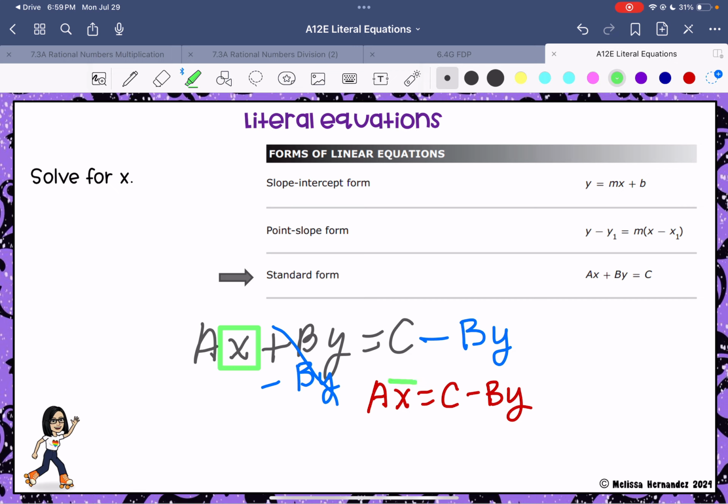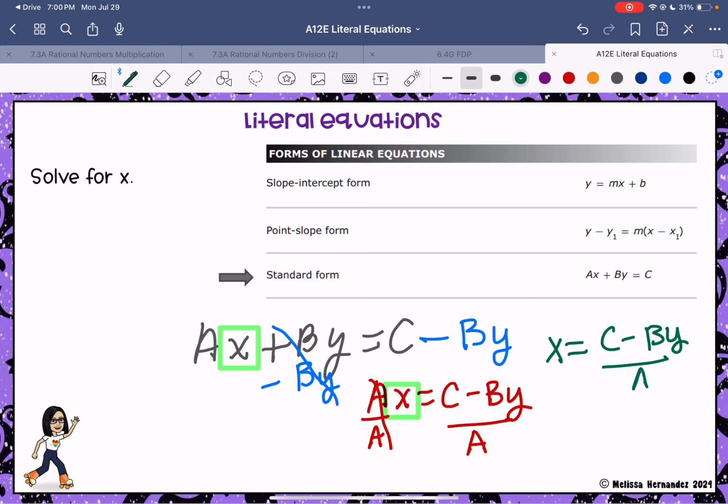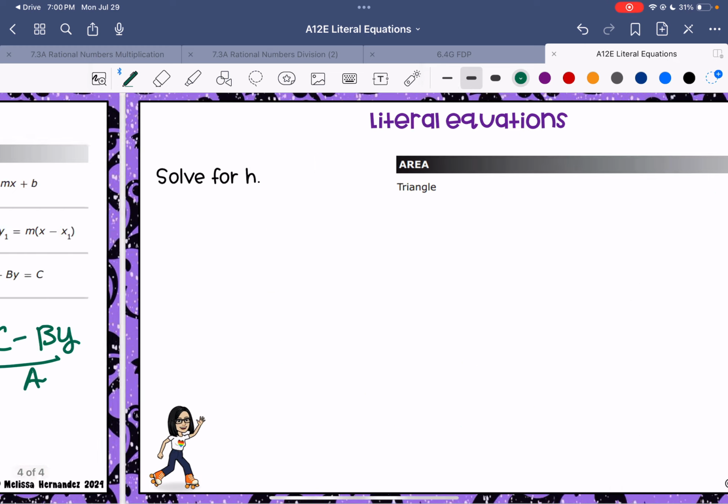You notice I still haven't isolated my x. So it's a times x because they're right next to each other. a is the coefficient of x. I will divide this side by a and the right side by a, which in turn gives me my x all by itself, which means I solved for x. There you go.